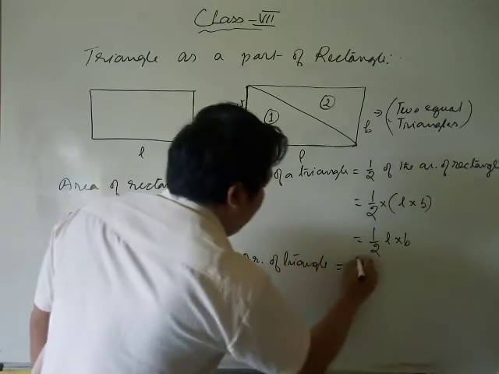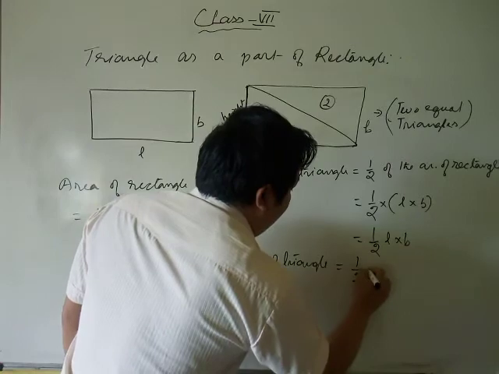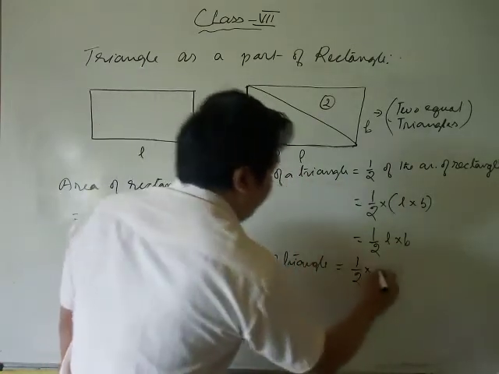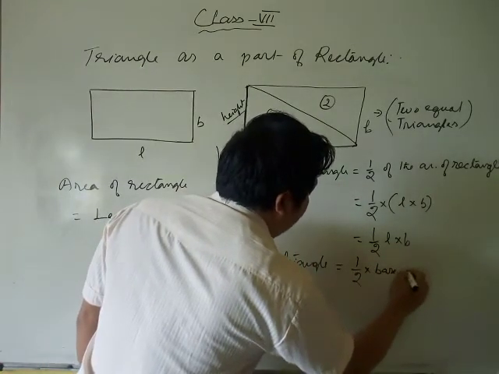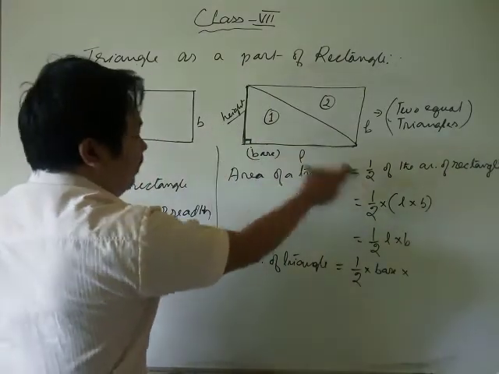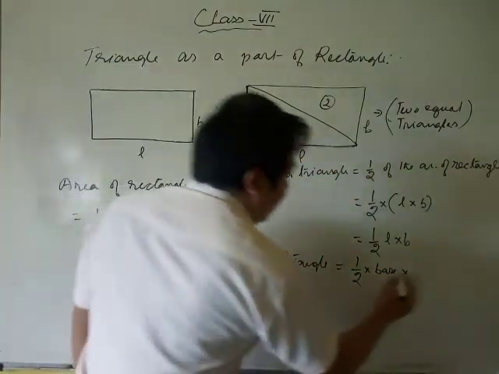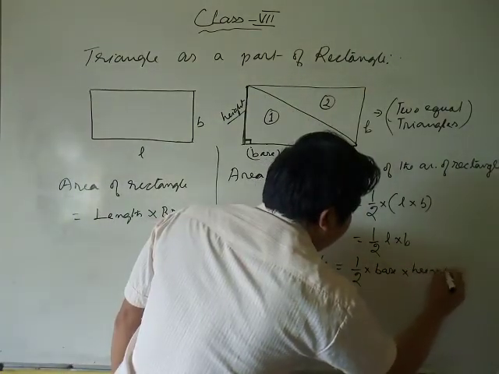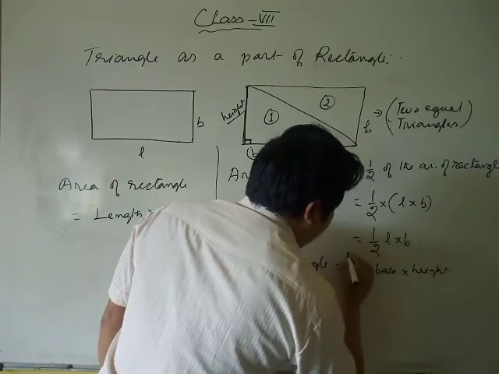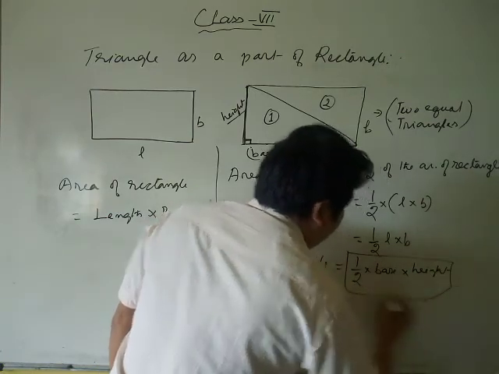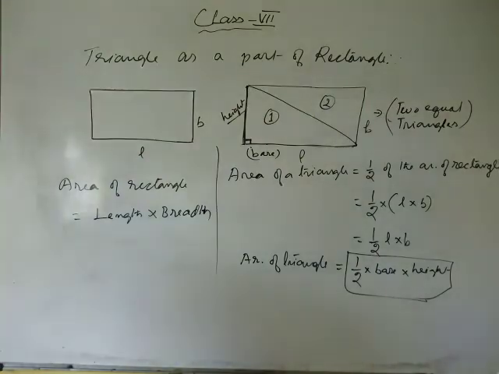Area of the triangle is equal to half into L. What is the L? L is base. Now half into base into what is the B here? B is the height. So this is the formula for finding out the area of the triangle.